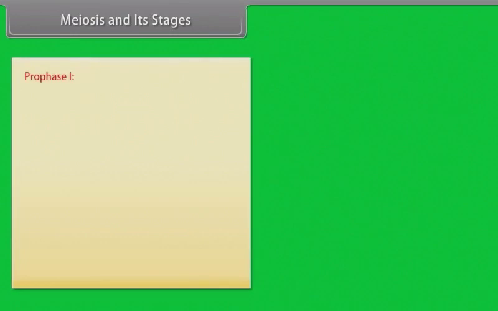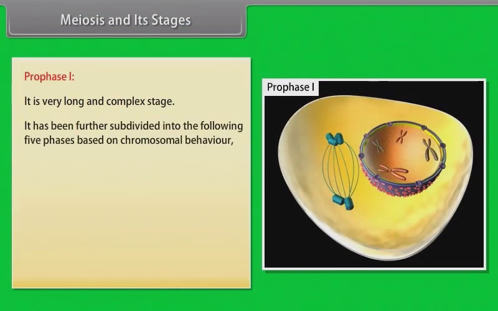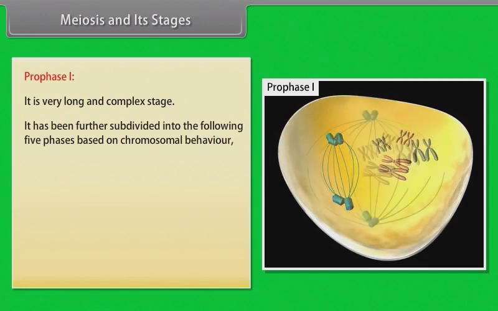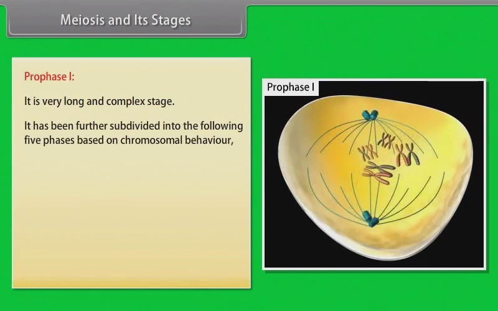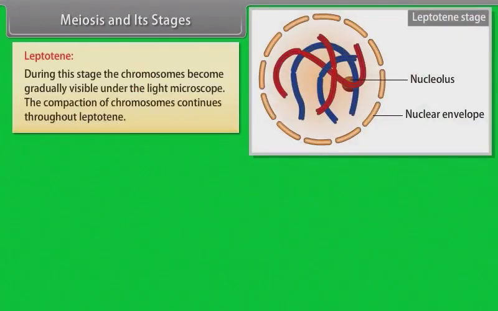The first stage of meiosis I is prophase I. It is very long and more complex in comparison to the prophase stage of mitosis. It has been further subdivided into the following 5 phases based on chromosomal behavior, that is, leptotene, zygotene, pachytene, diplotene, and diakinesis. During leptotene stage, the chromosomes become gradually visible under the light microscope.